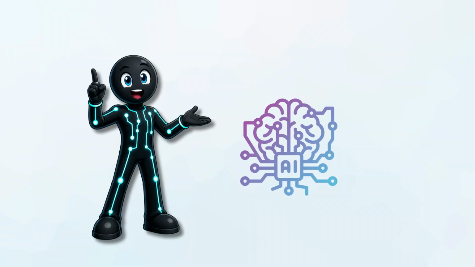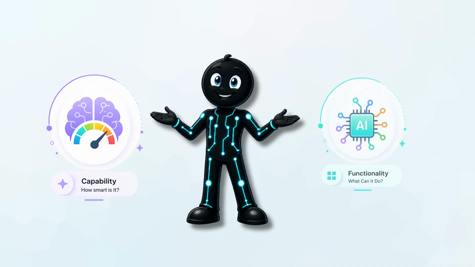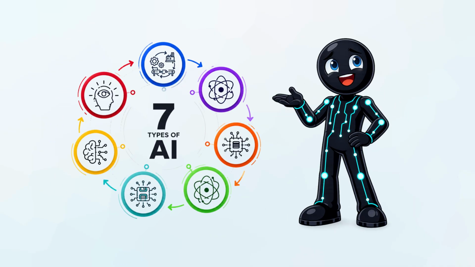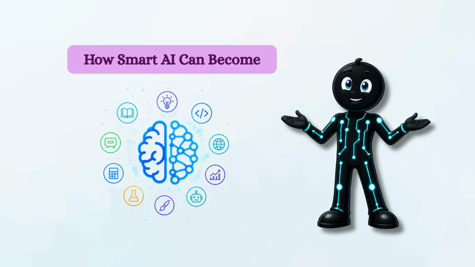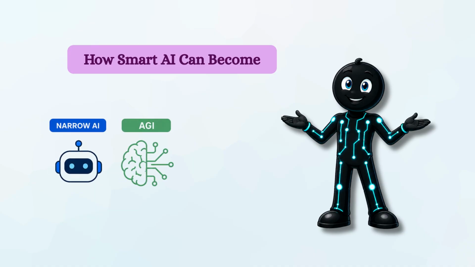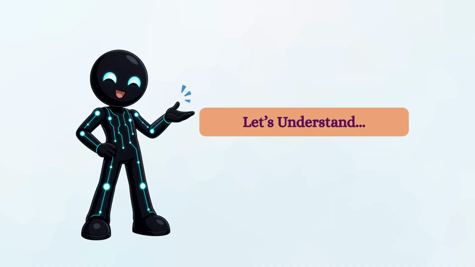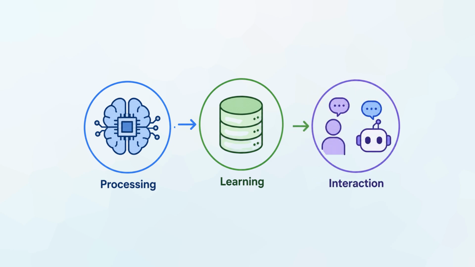We can classify artificial intelligence into two main categories, based on capability and based on functionality. When we combine these two categories, we get the 7 major types of AI. We already covered AI types based on capability. In simple terms, we looked at how smart AI can be, from narrow AI to AGI and super AI. Now let's look at the second way to classify artificial intelligence, based on its functionality, or we can say how AI processes information, learns, and interacts with its environment.